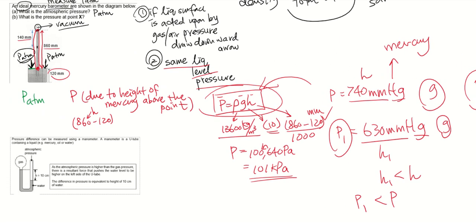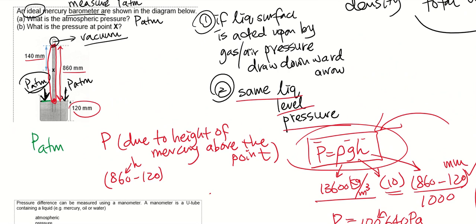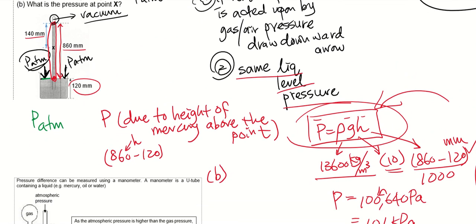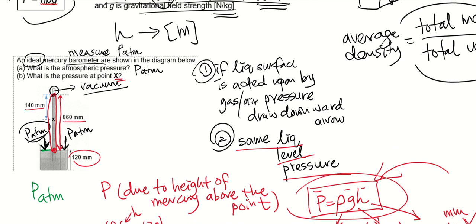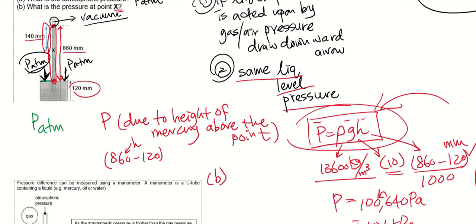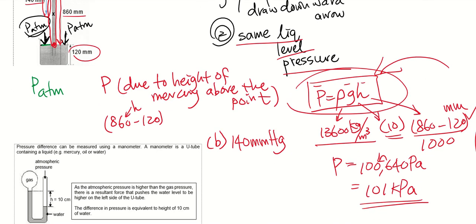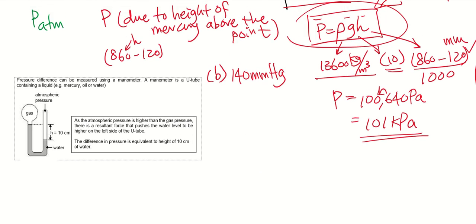Okay, so if that's so, can I express the answer of B as mmHg? At B, they are asking for the pressure at point X. So for point X, the height of liquid above it is 140 mm, right? So for B, the answer will just be 140 mmHg. Okay, so that's all for what you will be tested.